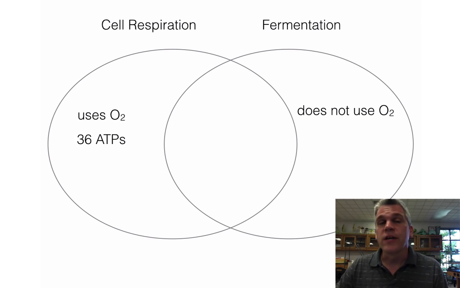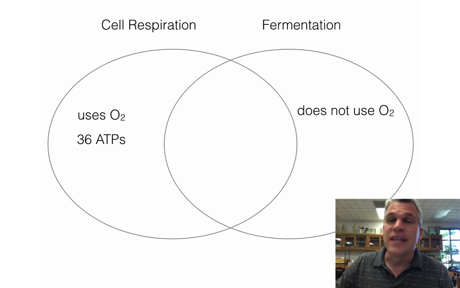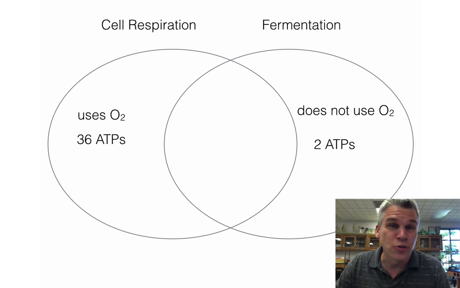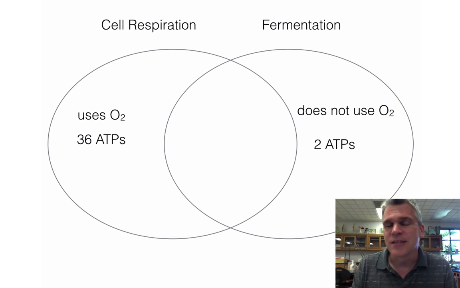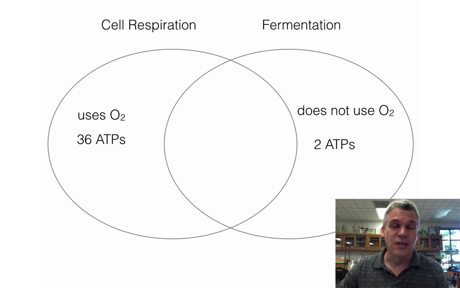In cell respiration, remember, we get a grand total of 36 ATPs. The net gain for fermentation is only 2. For some organisms like yeast that are single-celled, 2 ATPs is plenty for them to live on. But for multicellular organisms like us, we have to have that 36. We can't survive on fermentation taking place.